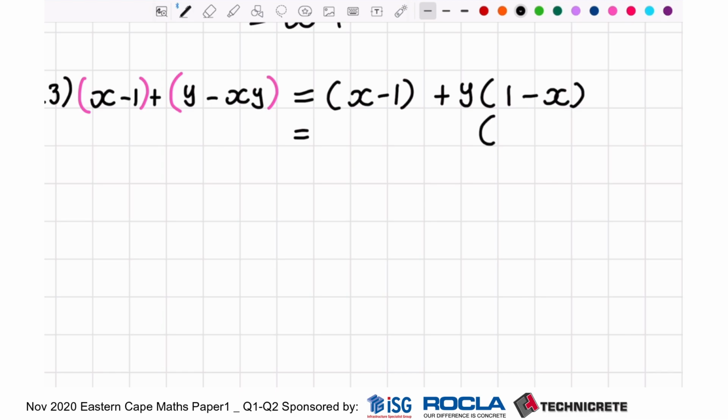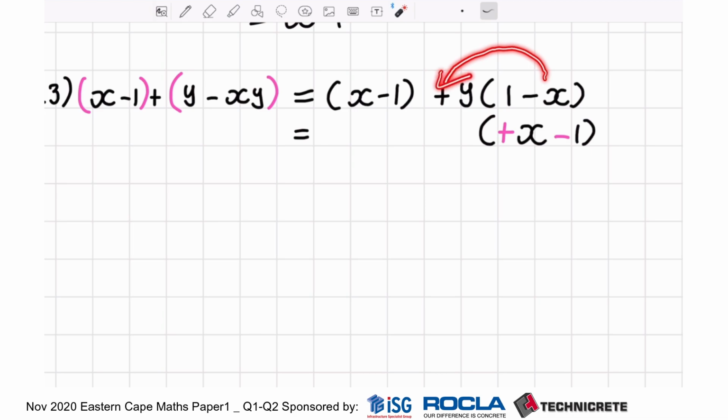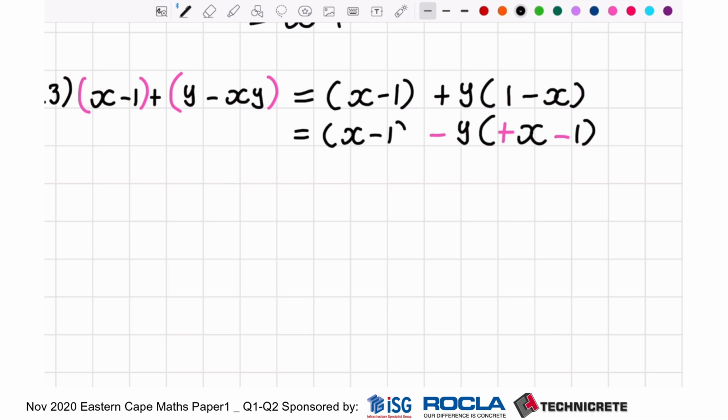Okay, so I'm taking out a negative 1, so my x is going to be positive, and then my 1 is going to be negative. Okay, and since I've taken out this negative 1 from the bracket, it's going to come here to the positive y, and my y is now going to be negative. And then this bracket is going to remain the same.